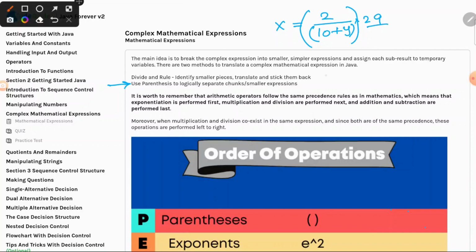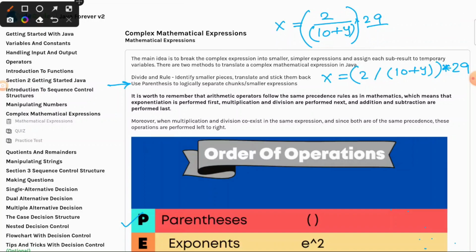So if I write it in Java, I will say x equal to 2 divided by parentheses, and I'm adding my own parentheses just to make sure that Java doesn't mess up because of my bad implementation. So I'll say 10 plus y, and then I put everything into this, and I say multiplied by 29. This way there is no confusion, there is no scope for error, because I used parentheses. Parentheses are very powerful because they are evaluated at highest priority. So let's take advantage of that, and anytime in doubt, always use parentheses.